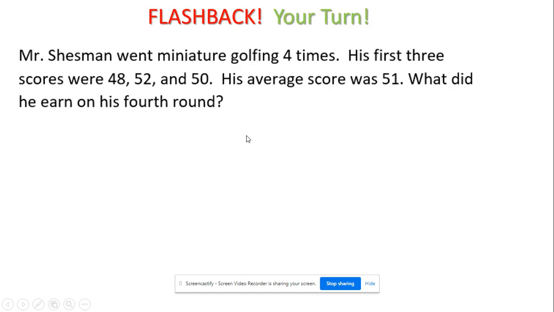So as part of our flashback, here's a your turn. I went miniature golfing 4 times. Here are 3 of my scores, and I'm giving you my average. So what did I have to get on that 4th round, my missing x? Go ahead and set this problem up. Write down your answer on a piece of paper somewhere, and when you have your solution, type it into the box to let me know how you did.